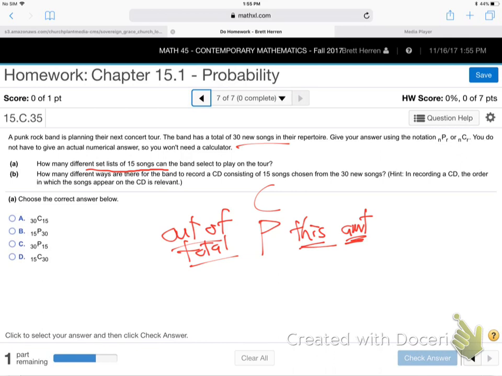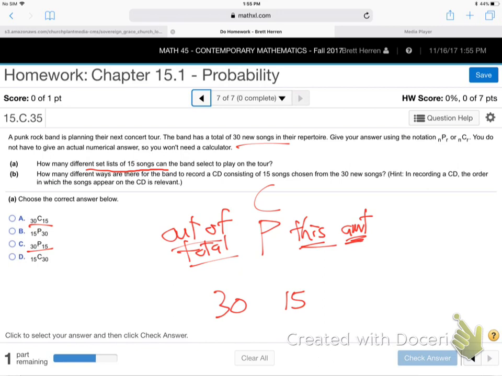So out of what total? Let me let you give it a try there. So the total comes first, right? The bigger number comes first. So out of 30 total songs, we're going to P or C 15, right? Everybody good so far? It's either this one or this one, isn't it? Out of 30 total songs, going to pick or choose 15.